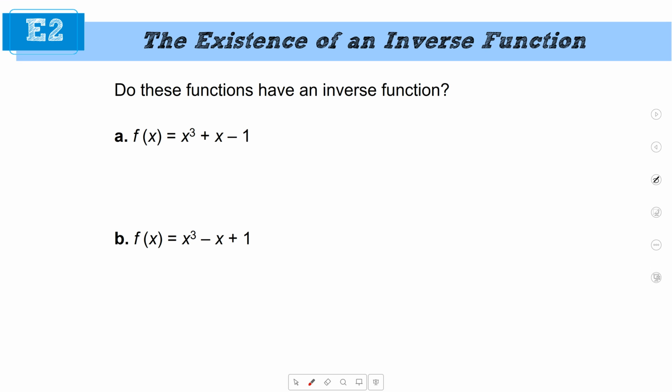So, simple question. Do these functions have inverse functions? Yes, we know that they have an inverse. What we're concerned about is whether or not that inverse is a function. So first things first, get out your calculators or your Desmos or whatever you want to use. Let's start with A, graph A, and tell me if that will pass the horizontal line test.